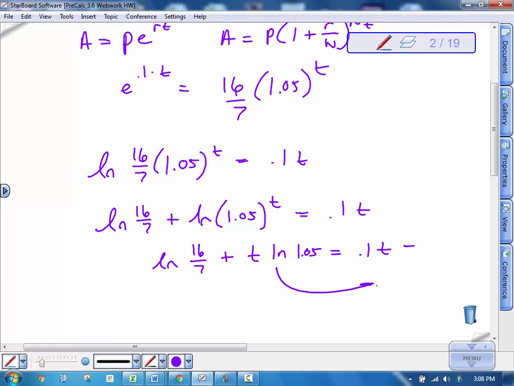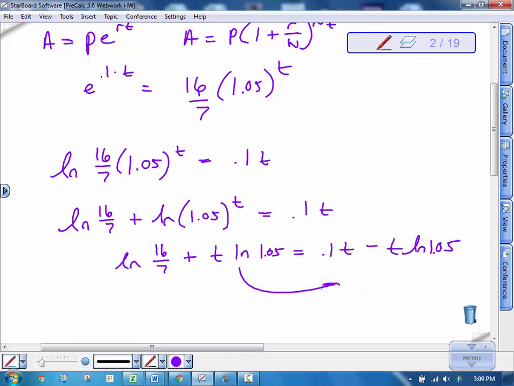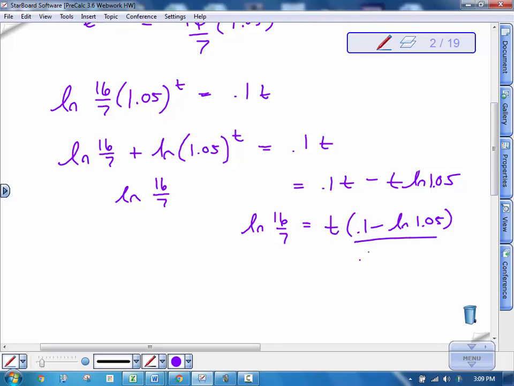I would then subtract this from both sides, so subtract t natural log of 1.05. And these are actually like terms right here, because you have t to the first there. So you want basically 0.1 minus natural log of 1.05. It's just tricky. Or actually, I'll do this: I'll factor out t, and so you'll have 0.1 minus natural log of 1.05, and divided by this quantity right here. So then my answer is this quantity right here in the calculator.